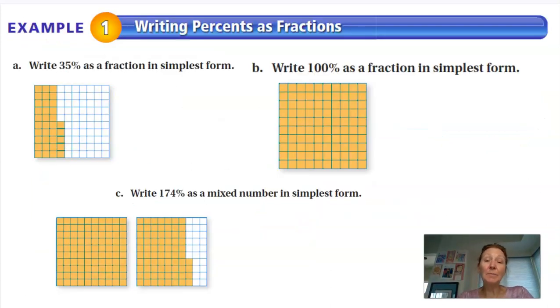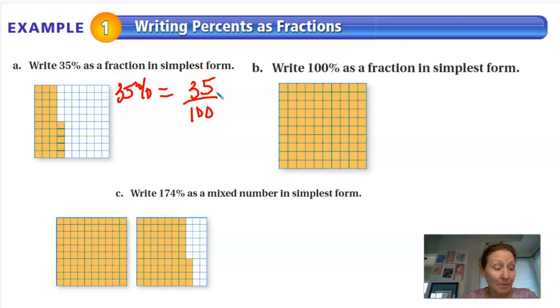So now let's look at writing percents as fractions, but this is in a picture form, right? And you might recognize these grids as 100, right? So there's 10 squares times 10 squares. That means there's a total of 100. So to write the percent as a fraction, I'm really just writing it as a number out of 100. So I do this. I do 35% is the same thing as 35 out of 100.